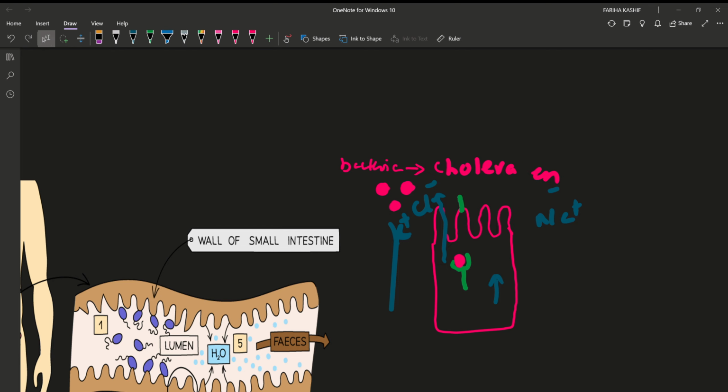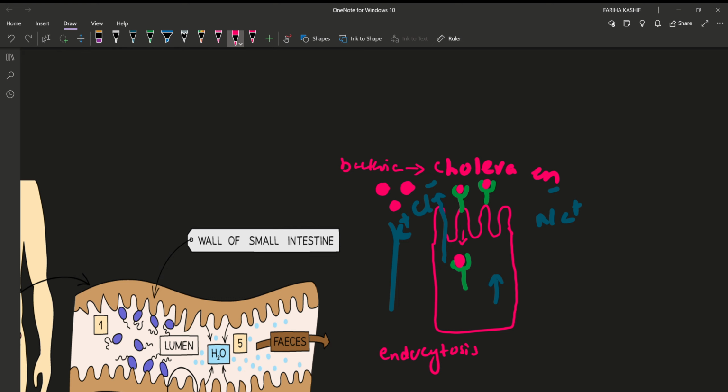So this is a receptor protein, and the choleragen will bind to the receptor protein, and then penetrate inside the epithelial cell through endocytosis. Once it penetrates inside the epithelial cell, it causes the opening of the chloride ion channel through cell signaling.